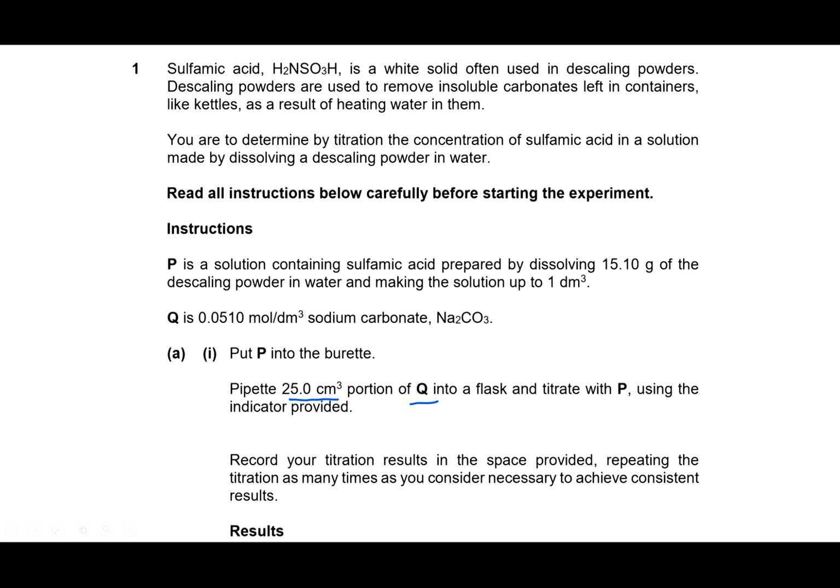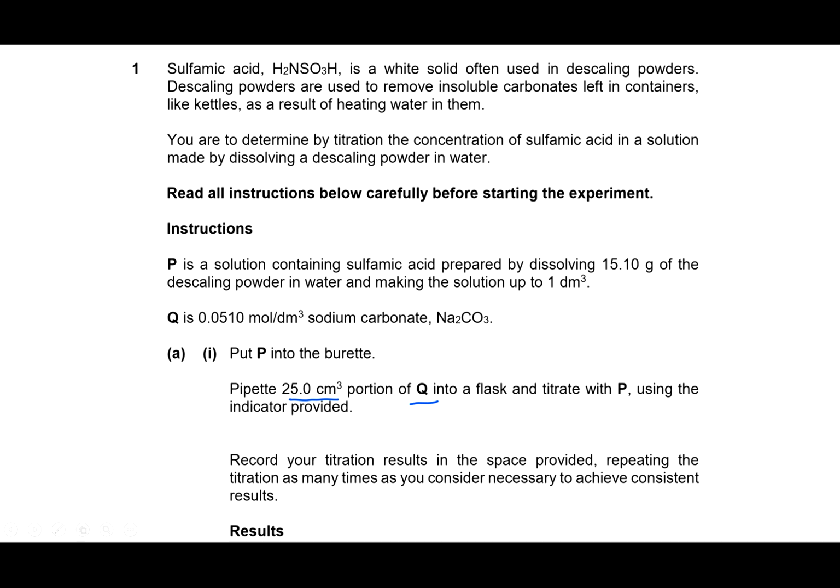Question 1: sulfamic acid is a white solid often used in descaling powders. It is used to remove insoluble carbonates left in containers like kettles as a result of heating water in them. You are supposed to determine, by titrating, the concentration of sulfamic acid in a solution made by dissolving a descaling powder in water. So the objective of this titration is to find out how much sulfamic acid is present inside the powder itself. P is a solution containing sulfamic acid prepared by dissolving 15.10 g of the descaling powder in water and making the solution up to 1 dm³.